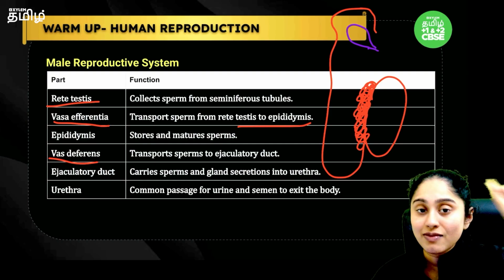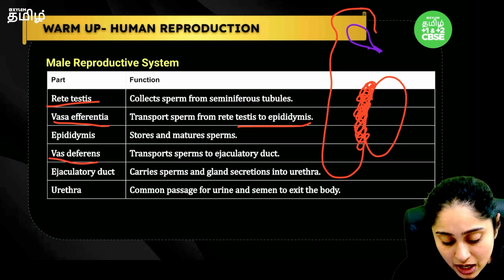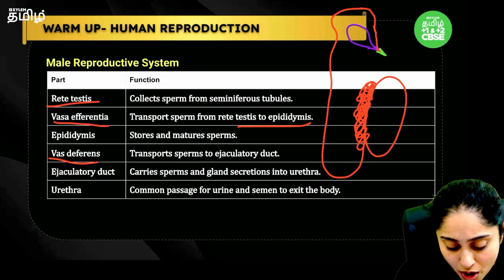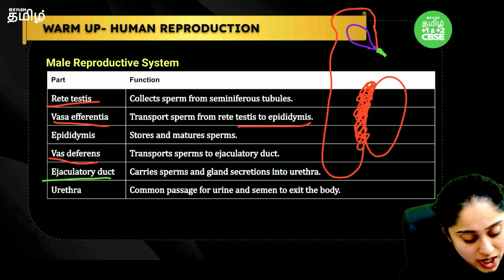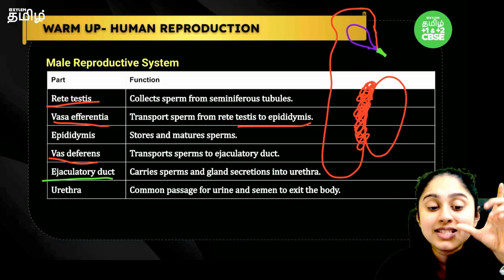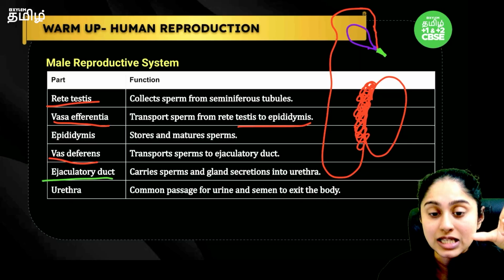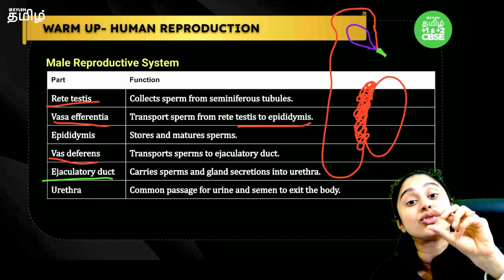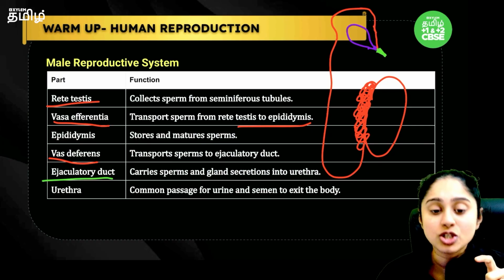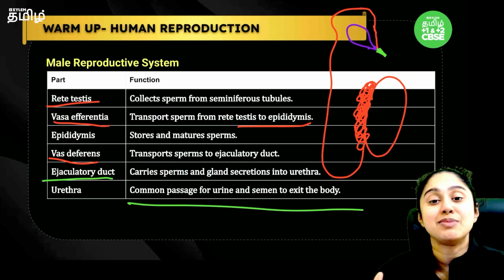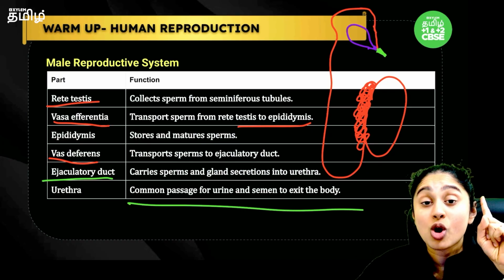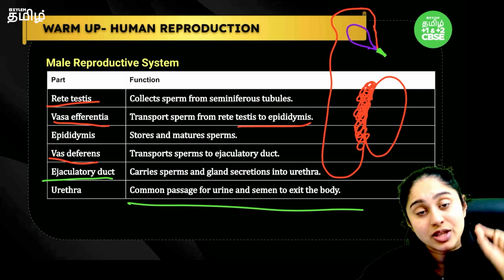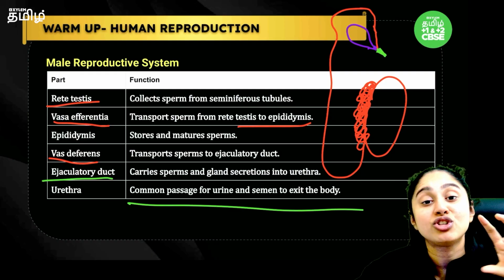Now this seminal vesicle has a particular duct coming out, and this vas deferens will fuse with that duct and form a common duct known as the ejaculatory duct. Now this ejaculatory duct will carry the sperms and the secretion from the gland and join it to the urethra. Now this urethra is the one that will help the semen in exiting the body. Now it is the common duct that will carry both the urine as well as the semen. So therefore it is called the urinogenital duct.